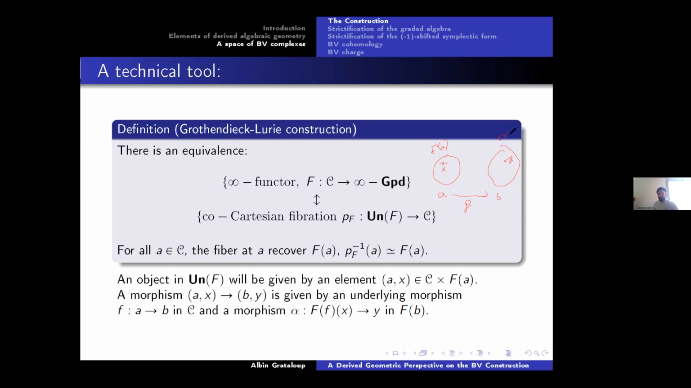Given this f, you have a morphism of topological spaces F of f from F of A to F of B, which is going to send X to F of f of X. And to complete the morphism, I need some alpha here. So it's given by f from A to B plus some alpha from F of f of X to Y in this category N of F. This is a very rough picture to have an intuition of what's going on in here.